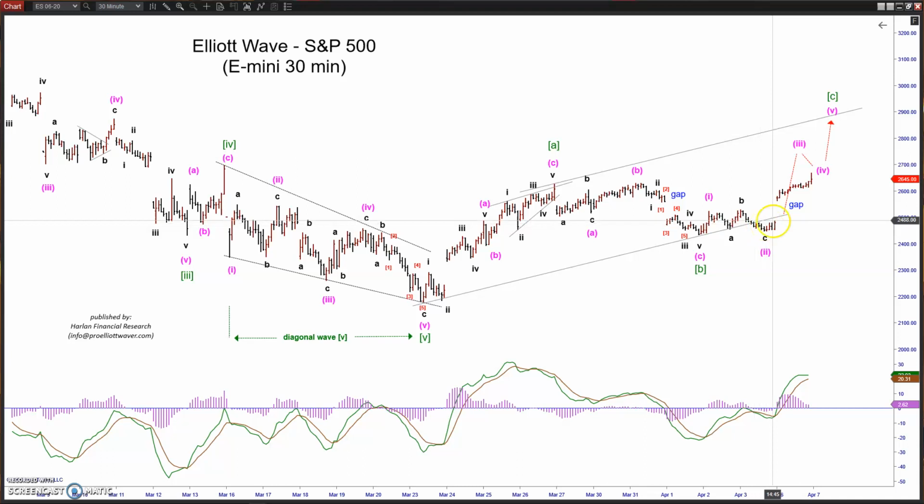So the market gapped up today instead, so we have an A and a B and a C for wave 2, and we've added this, the B and C right here, for this wave 2. We left our lines, left our numbers the same.